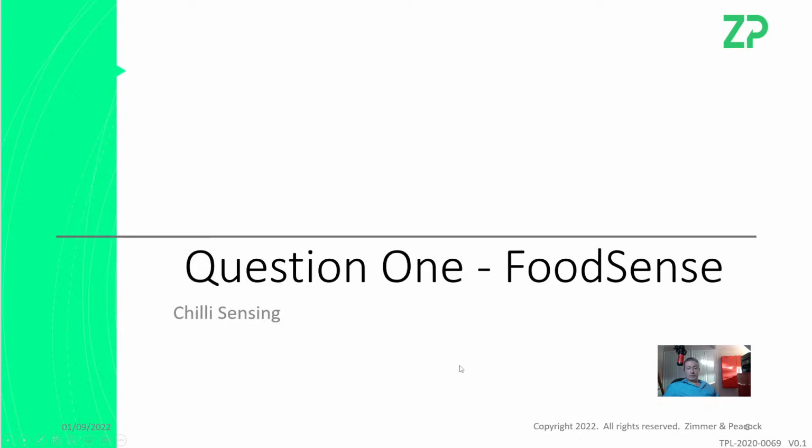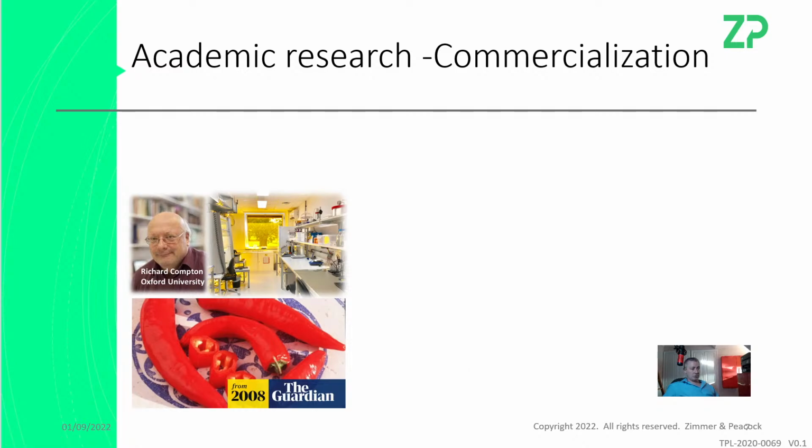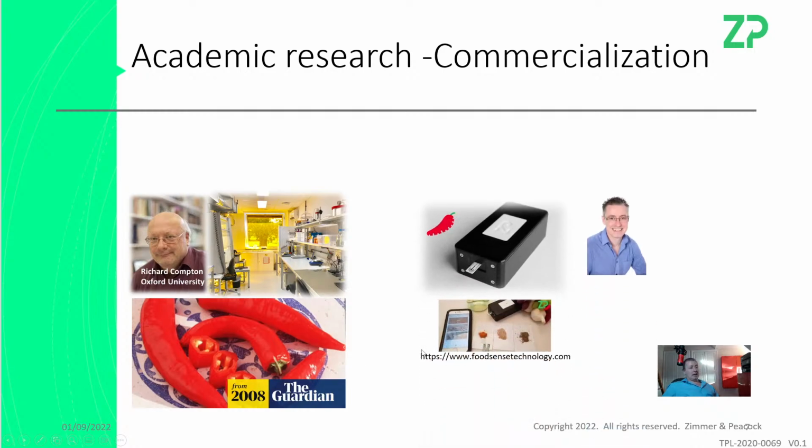So question 1 was around FoodSense. FoodSense is Zimmer Peacock's commercialization of some technology that originally came from Oxford University, and in some ways we've changed very little. So what you get today essentially is what Oxford University have developed. They had the original paper, and ZP has, with their blessing, with the Professor Richard Compton, commercialized that into something that's usable by food technologists, developers, etc. So let me jump into that.